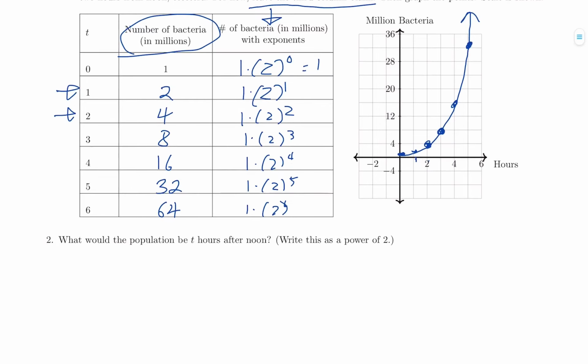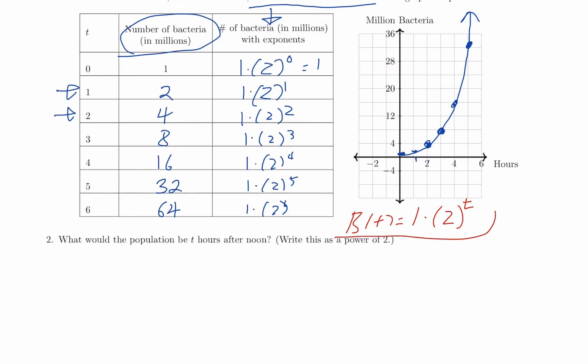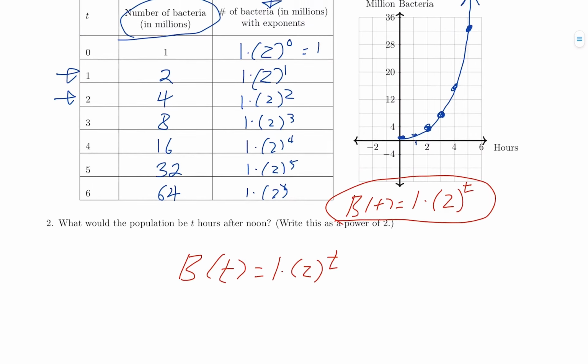Okay. So just for exercise, just like I went over in the main video, this tells us that we have a generic function of 1 times 2 to the t power. This function shows the relationship between time and the bacteria population growth right here. I meant to write it here, sorry. General expression. Okay. So let's just go back to the first question.